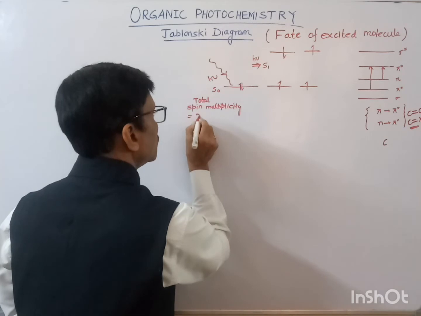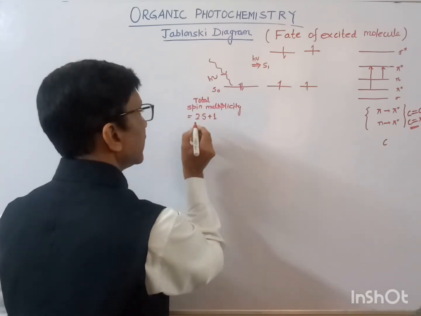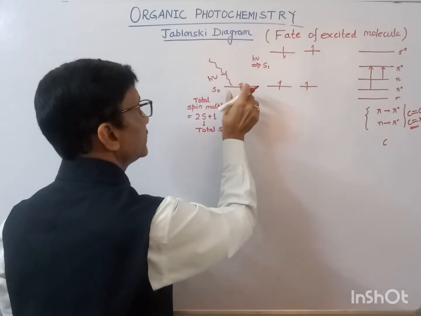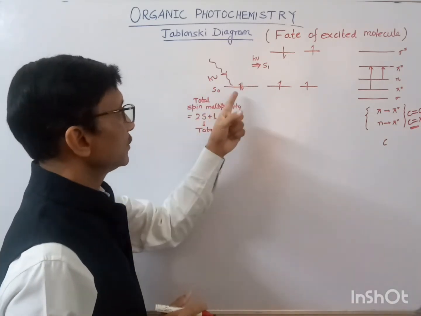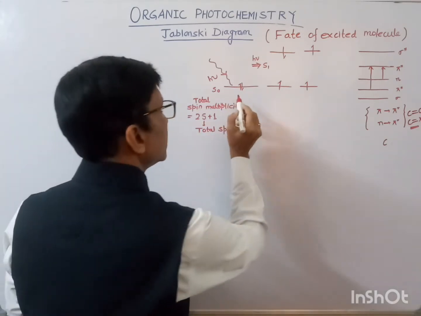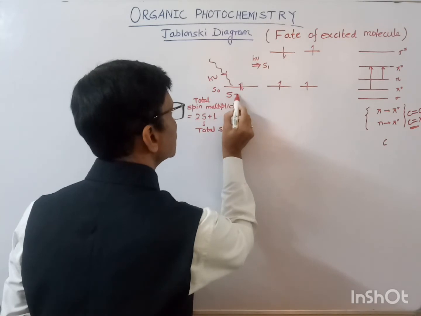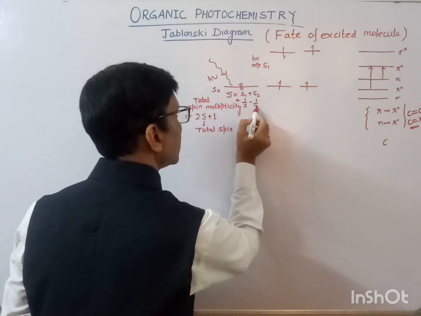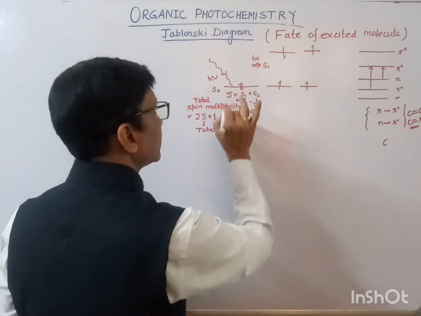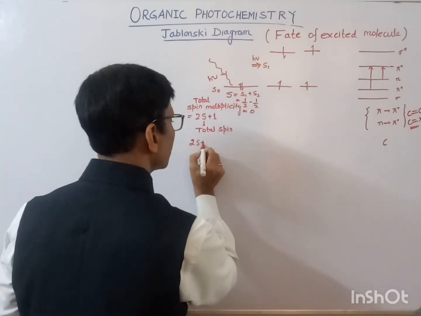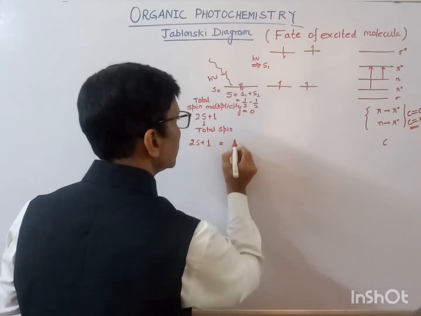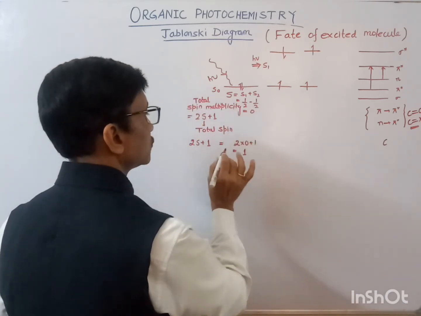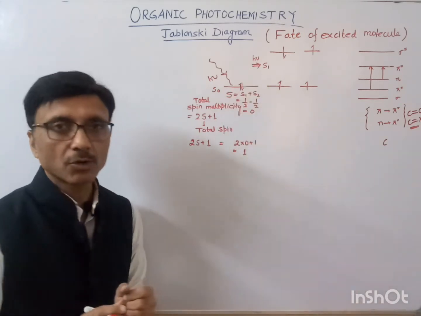We know that this is equal to 2S plus 1, where S is the total spin. So for the S0 state, because two electrons are in opposite spin, capital S is equal to s1 plus s2, and the two are in opposite directions, that is, half minus half, and this comes out to be 0. Therefore, in the ground state, the total spin multiplicity 2S plus 1 is 2 multiplied by 0 plus 1, and this comes out to be 1. So in the ground state the total spin multiplicity is 1.